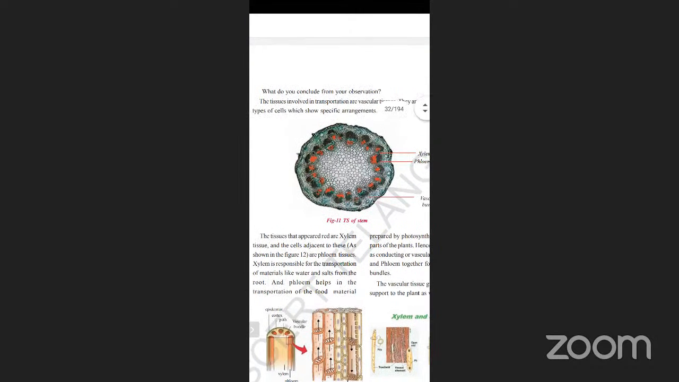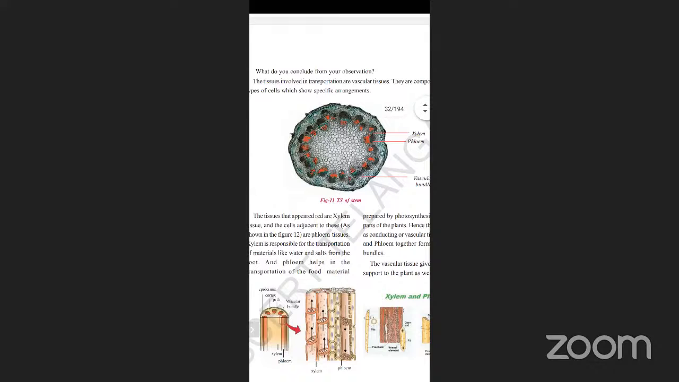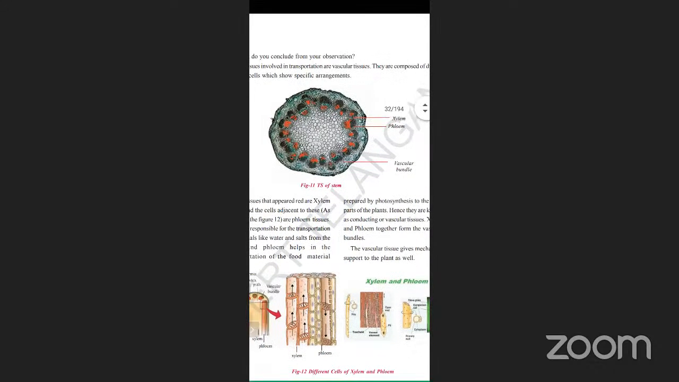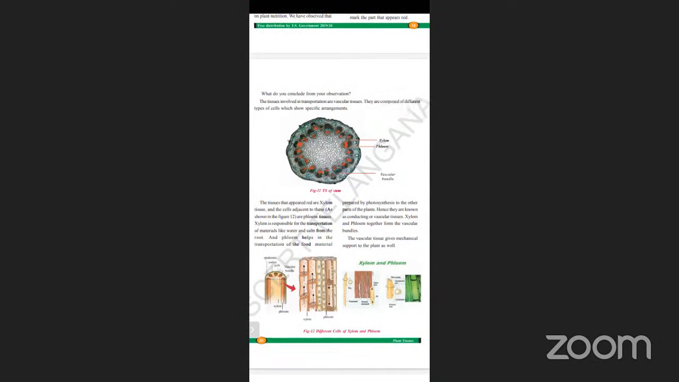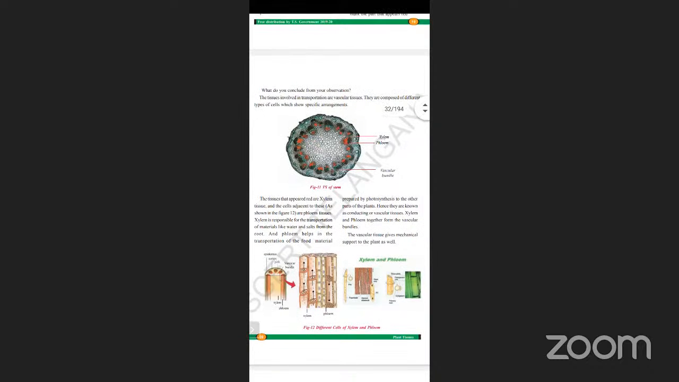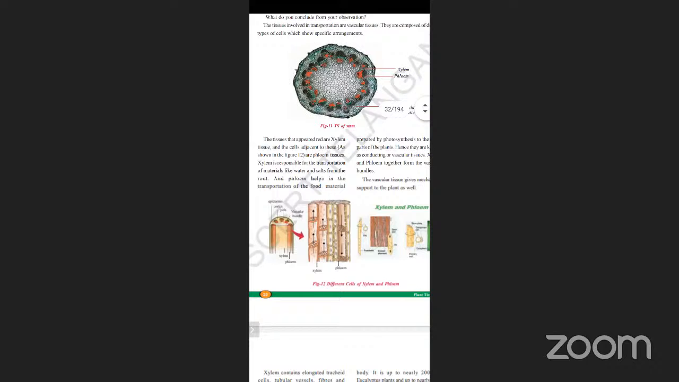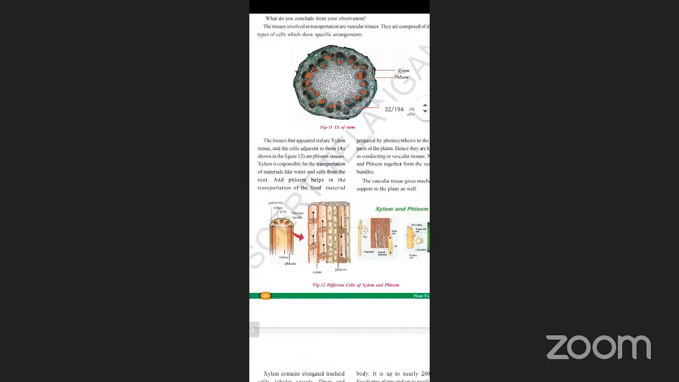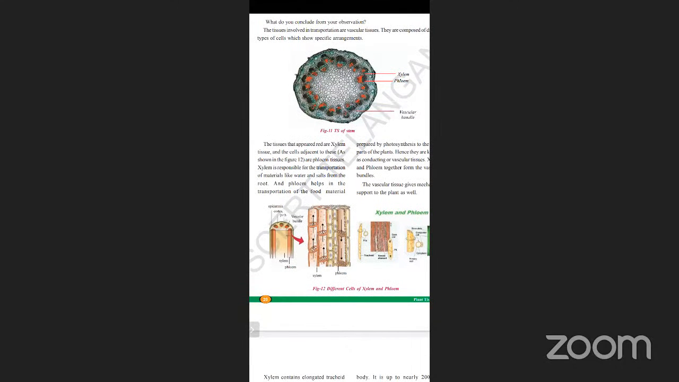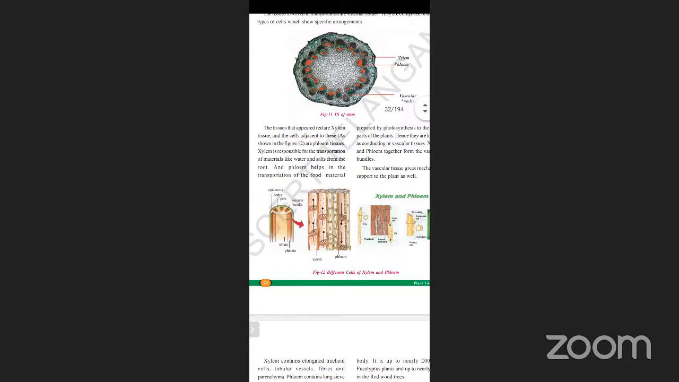The tissues involved in transportation are vascular tissue, children. They are composed of different types of cells which show a specific arrangement. The tissues that appeared red are xylem. Here, vascular tissue is again divided into xylem and phloem.